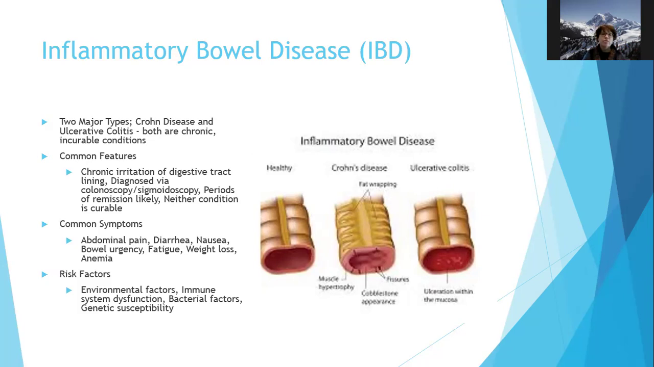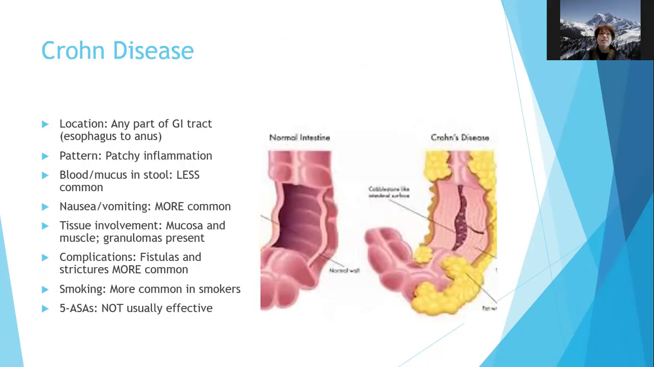The common symptoms are abdominal pain, diarrhea, nausea, bowel urgency, fatigue, weight loss, and anemia. The risk factors could be environmental factors, immune system dysfunction, bacterial factors, or genetic susceptibility. Crohn's disease is an autoimmune disorder, so immune system dysfunction, and it mostly affects the small intestine, whereas ulcerative colitis mostly affects the large intestine. Neither one is any fun. And because there's an immune system factor, they use immunosuppressant drugs to treat Crohn's and ulcerative colitis. And if you watch the drug ads on TV, you'll see a million of them for these particular things.